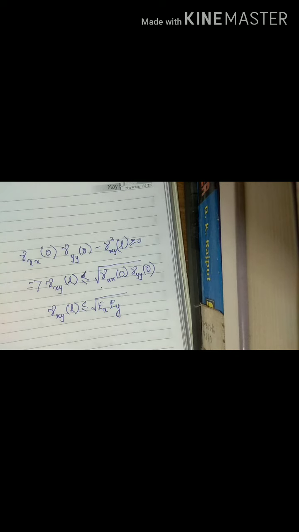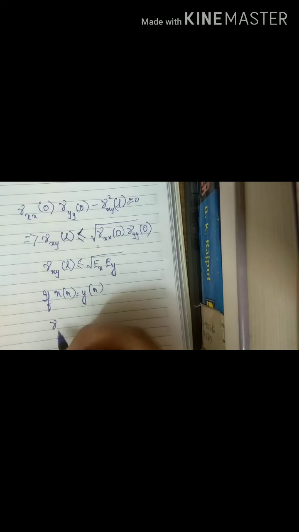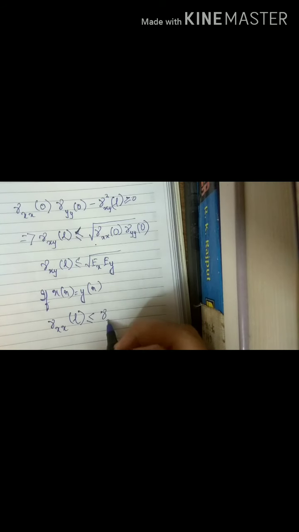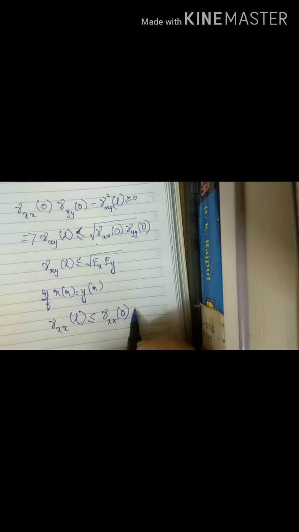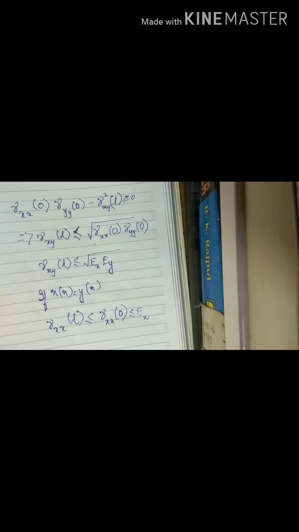If the two sequences xn and yn are equal, then we can write gamma xy less than or equal to gamma xx 0, which is less than or equal to the energy. This will become Ex square, so under root of that will give you simply Ex. So from this equation we can say that at 0 lag the autocorrelation of the sequence attains a maximum value.